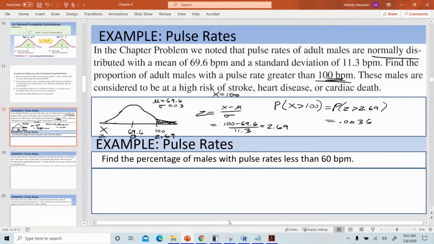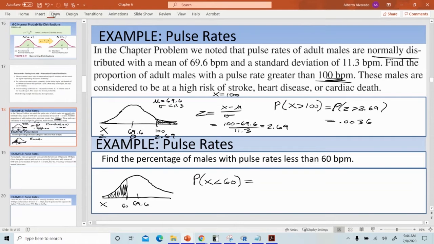Okay, so find the percentage of males with pulse rates less than 60. Similar question, so we'll go through it a little bit faster this time. Same thing, mean of 69.6. That means 60 is going to be somewhere about here. I'm interested in the proportion, or the percentage, of males less than 60. So my notation is the probability that x is less than 60, if x is represented as pulse rates.